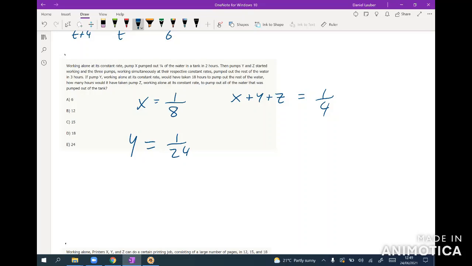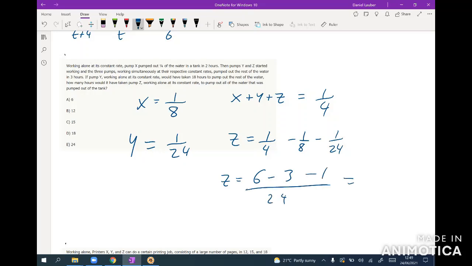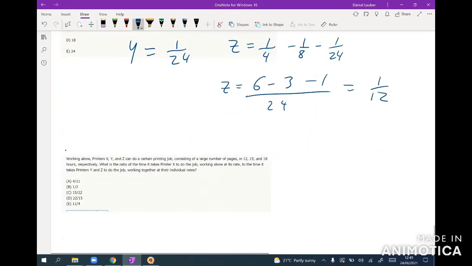Then basically it's just find Z. So we can do that quite easily now. Z equals 1 over 4 minus 1 over 8 minus 1 over 24, which looks like everything over 24. We've got 6 minus 3 minus 1 over 24, which is 2 over 24, 1 over 12. And so it looks like it will take him 12 hours to pump out all of the water that was pumped out of the tank.